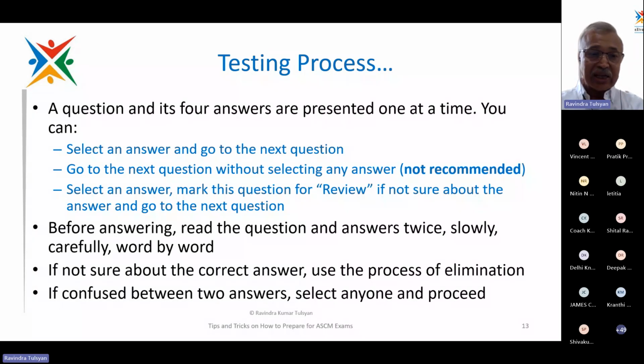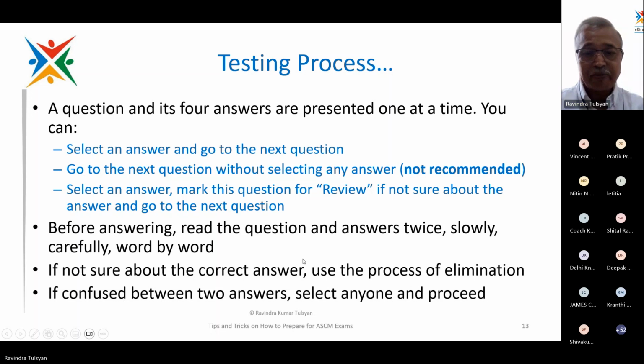But before answering the question, carefully read the question, word by word, and read the answers also very carefully. I would recommend that you read the question as well as all 4 answers twice, slowly and carefully. Now, some of the questions are so easy that you obviously know the answer. For those questions you don't have to read twice, but otherwise usually you should.